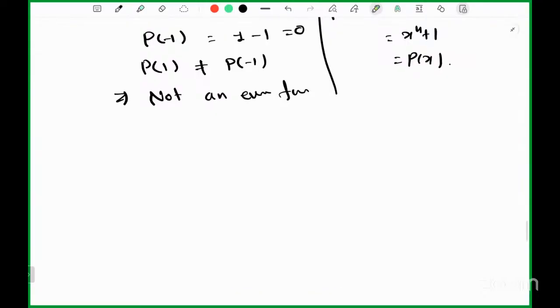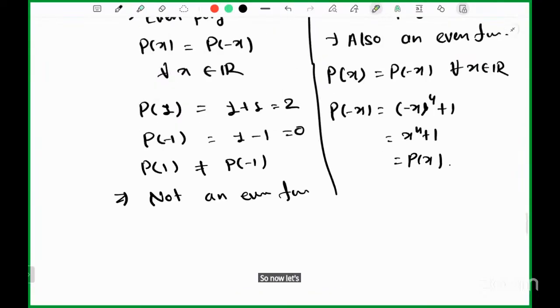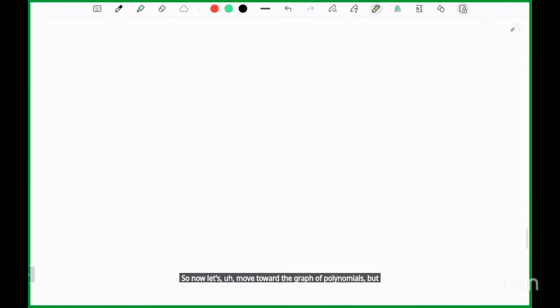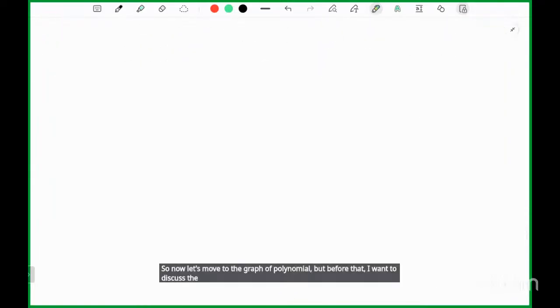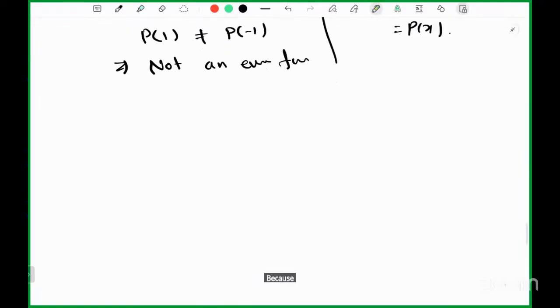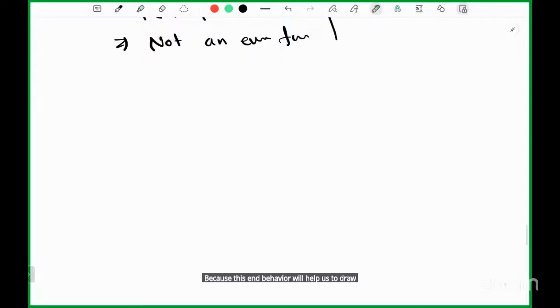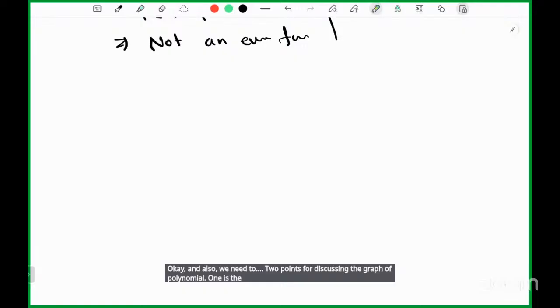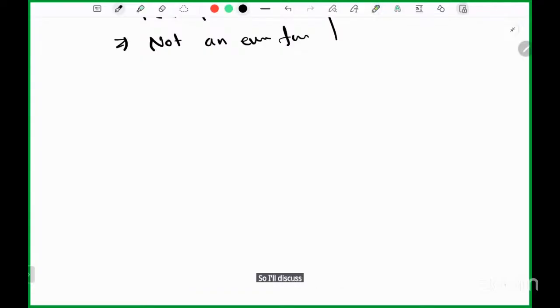Okay. So now let's move toward the graph of a polynomial. But before that, I want to discuss the end behavior of polynomials, how the end behavior of any polynomial will look. This end behavior will help us draw the rough graph of a polynomial. We need two points for discussing the graph of a polynomial. One is the end behavior. Another is the nature of the polynomial around its neighborhood or zero. I will discuss these two points, and then we will figure out how to construct the graph of a polynomial.